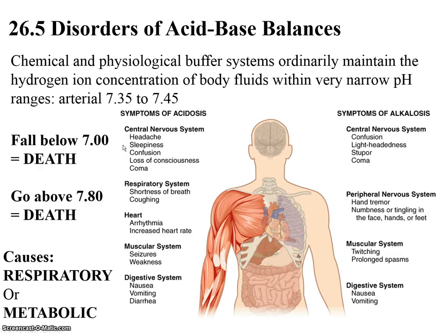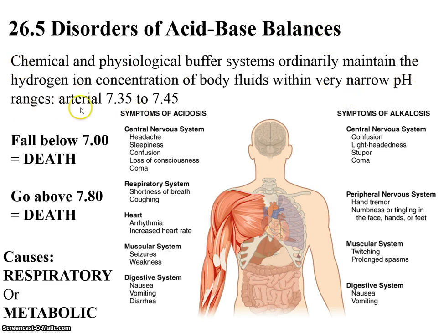All right, so disorders. What happens when we can't maintain our pH and it starts to change? Something's going wrong, and those systems are not working or not working well enough, or we're producing too much of something, or some other circumstances led to this imbalance. The chemical and physiological buffer systems, the physiological being the respiratory and the renal, ordinarily maintain this concentration within a very narrow pH.